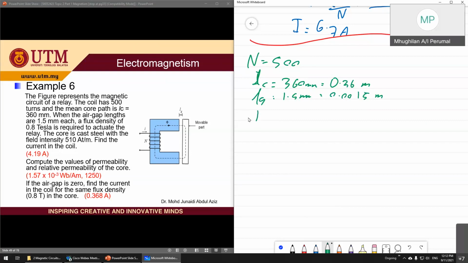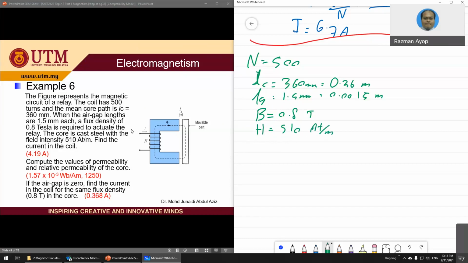So flux density, what is the symbol? Make sure you know what flux density is. Flux density is B, and the unit is Tesla. So 0.8 Tesla is required to actuate the relay. The core is cast steel with the field intensity 510. Field intensity is H, or you can look at the unit, ampere turn per meter. So 510 ampere turn per meter.